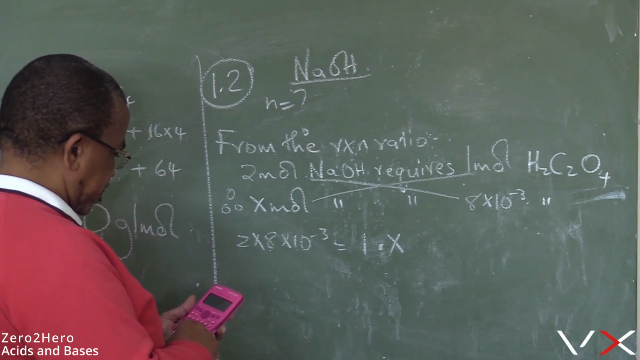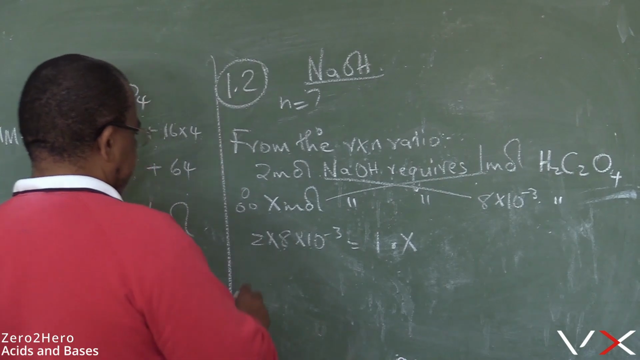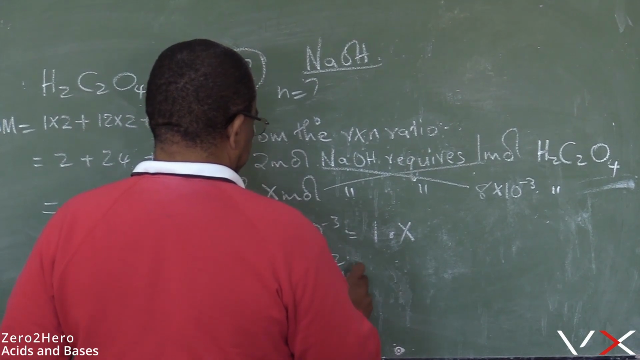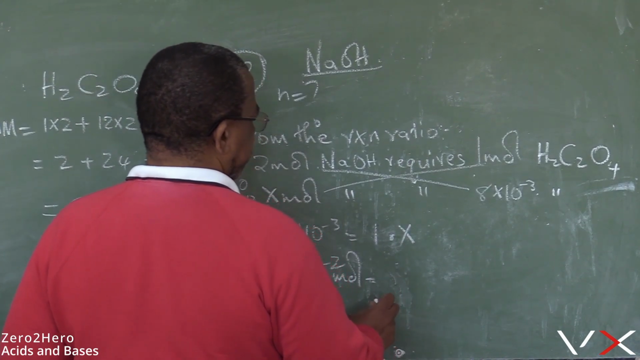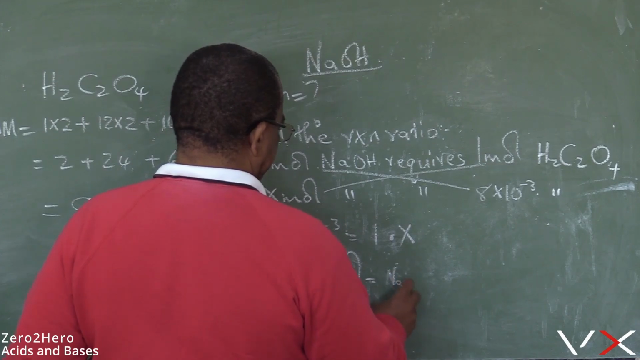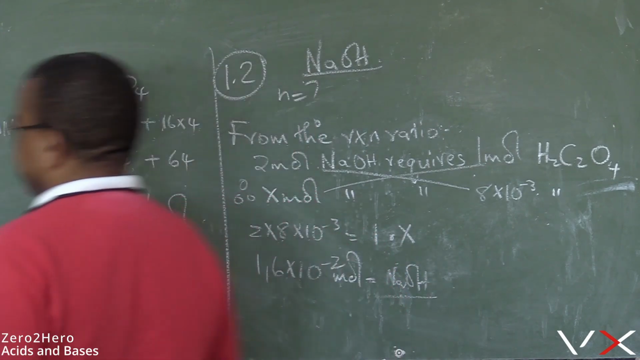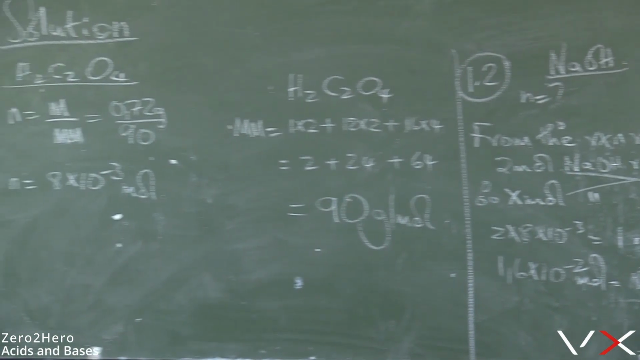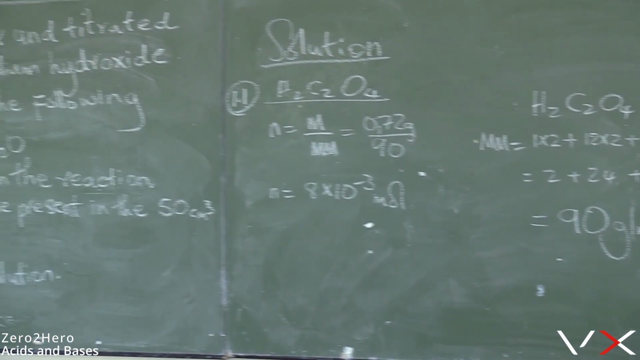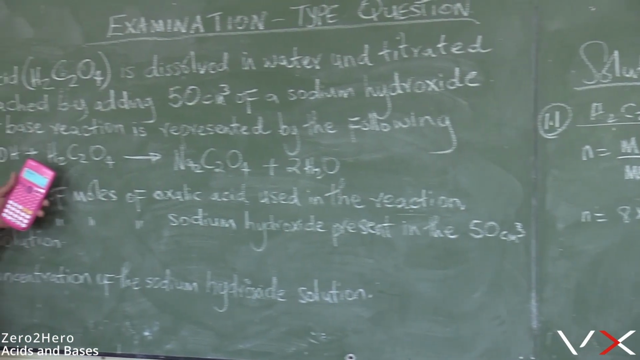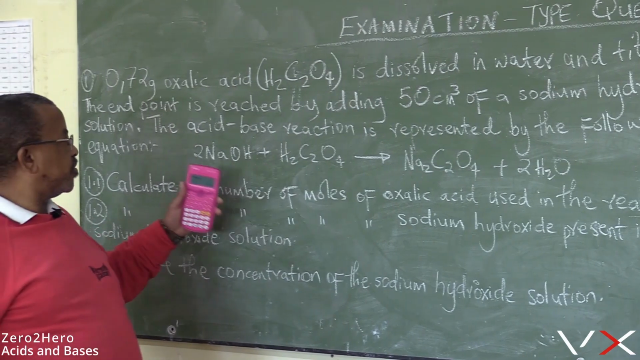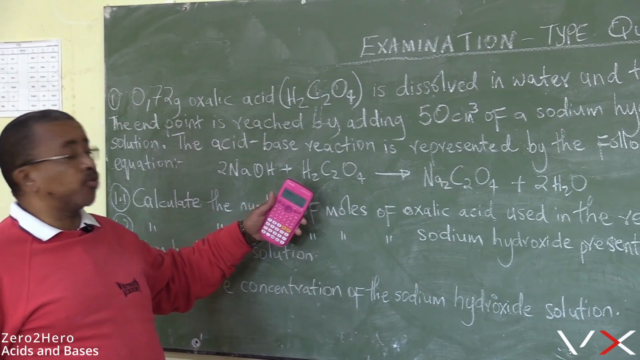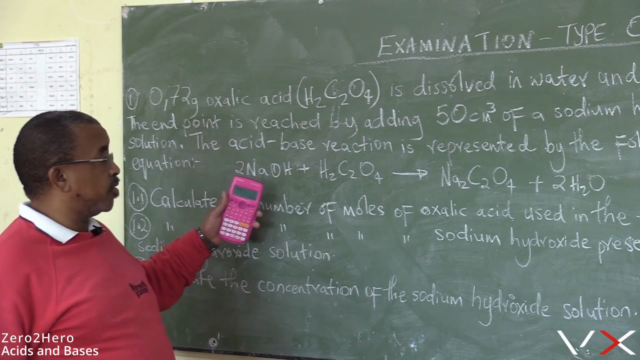I get 1.6 times 10 to the power minus 2 moles. These are the number of moles of sodium hydroxide, which is 2 times what it was. And this makes sense. Each time 1 mole of oxalic acid reacts, we have 2 times of what it was of sodium hydroxide. So if it's 2 times, if it's 2, it's 4.